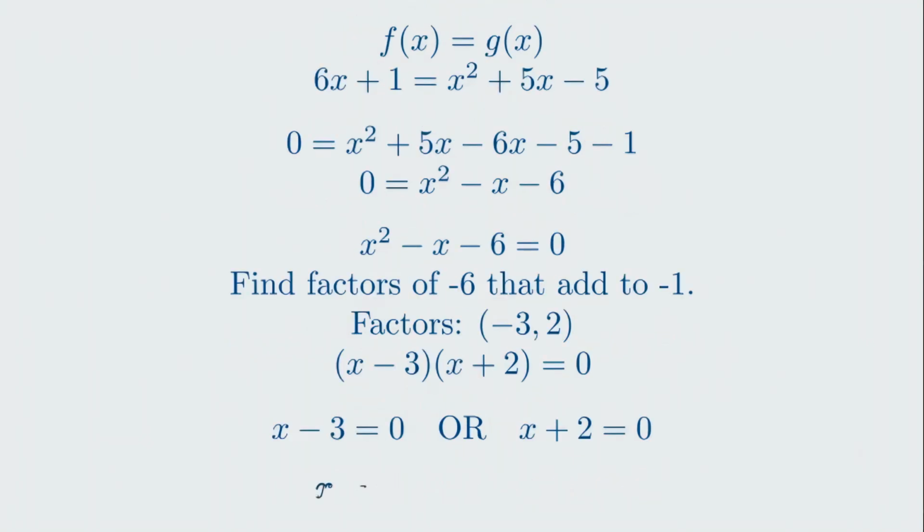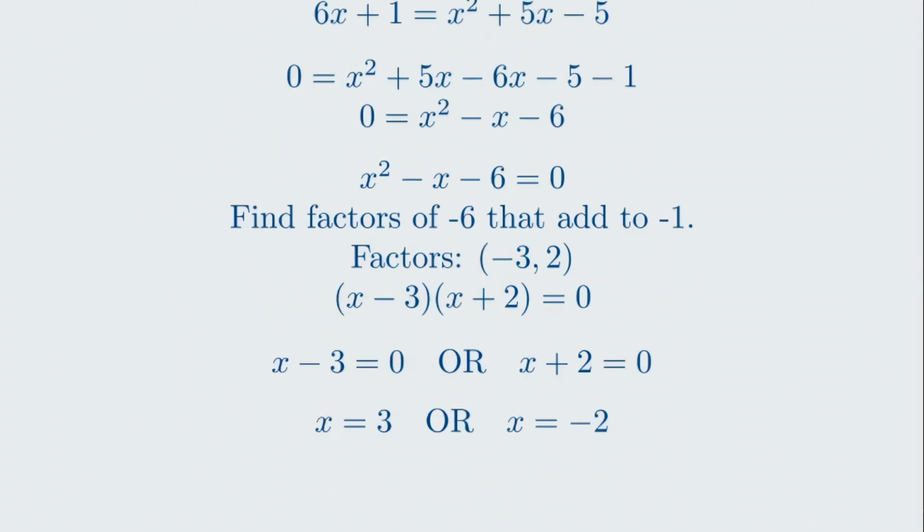Solving the first equation, x minus 3 equals 0, gives us x equals 3. Solving the second equation, x plus 2 equals 0, gives us x equals negative 2. These are the x-coordinates of the 2 points where the line and the parabola intersect. Therefore, the correct answer is C. We have successfully found the intersection points by setting the functions equal and solving the resulting quadratic equation.